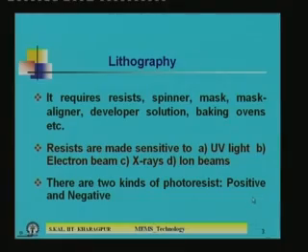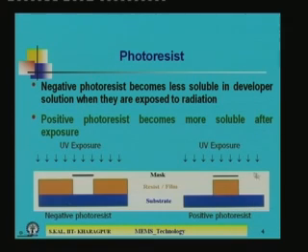Now, as I mentioned, there are two kinds of photoresist, positive and negative. They are complementary to each other as far as their properties are concerned. Negative photoresist becomes less soluble in developer solution when exposed to radiation. On the other hand, positive photoresist becomes more soluble after exposure. In the diagram, the positive photoresist and negative photoresist behavior is shown.